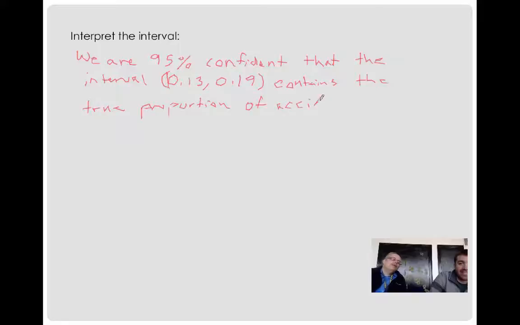But this is kind of a harder pattern. So this is an explanation of what the interval means. Remember, the interval is random. So if we take another sample, we get a different interval. The point is, 95% of the time we do this process, it'll contain the true value. We don't know if the true value is between 0.13 and 0.19. You'll never know. But we know that 95% of the time we do this, it'll contain the true value.